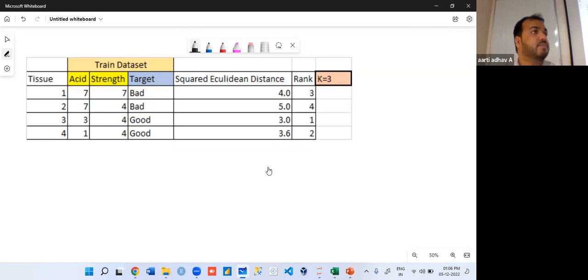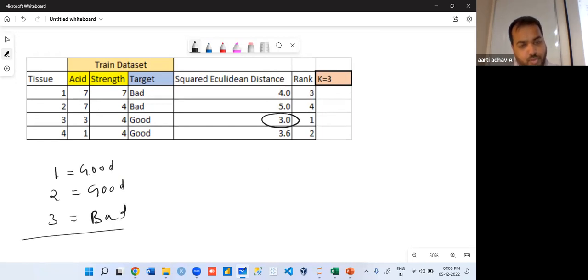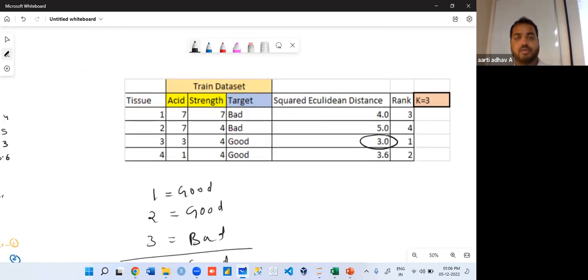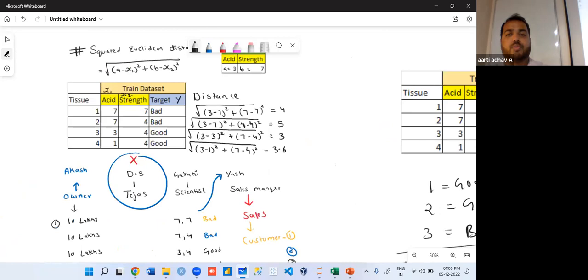Point number 1. What is the first neighbor value? 3. What is the actual y? Good. Second rank, what is the actual y? Third rank, what is the actual y? What is the mode over here, guys? So this will become your prediction. हो गया. So the tissue बनाओगे उसका आंसर क्या आएगा? Good. Done.